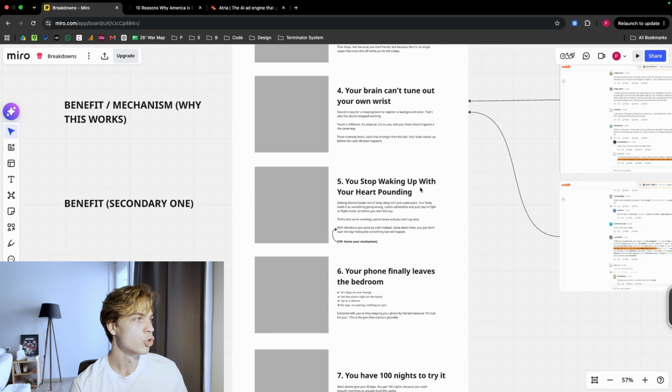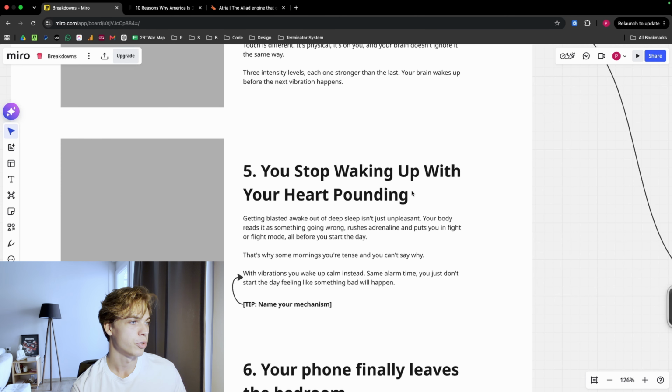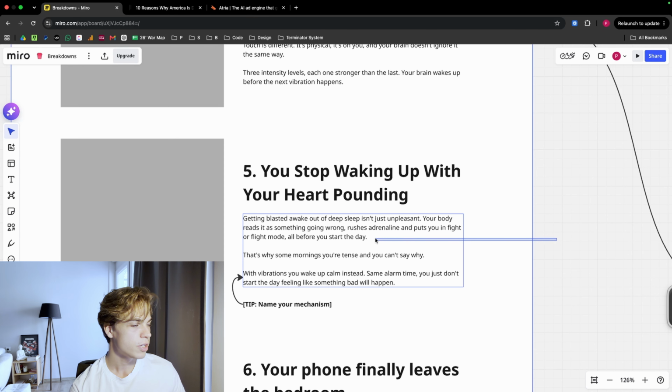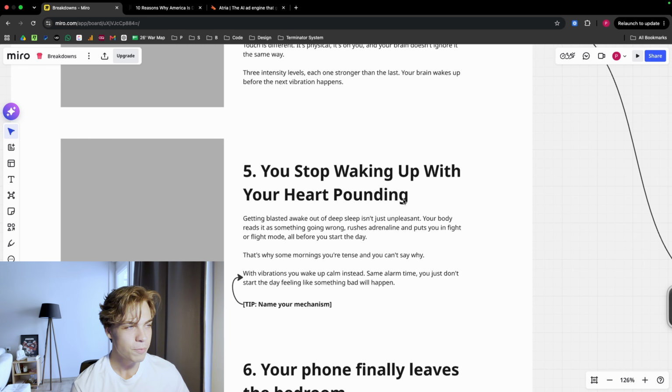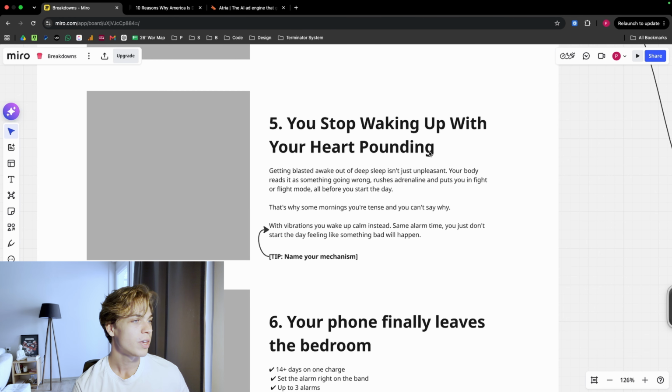Another benefit, you stop waking up with your heart pounding, right? And we just write some things here. This is actually something that I've experienced personally: waking up to alarms, you were in a deep sleep and then your heart is literally pounding because of being woken out of nowhere. And we're just saying here, with vibrations, you wake up calm instead. Same alarm time, you just don't start the day feeling like something bad will happen.